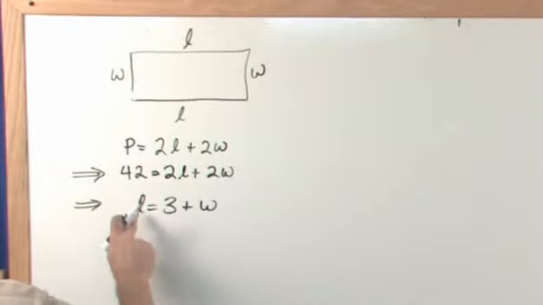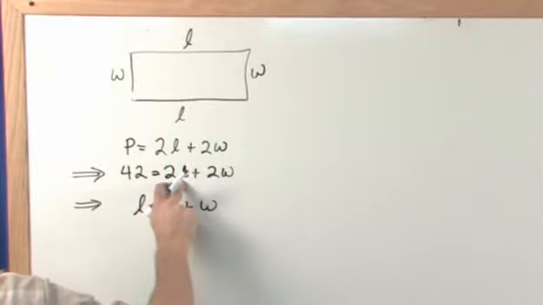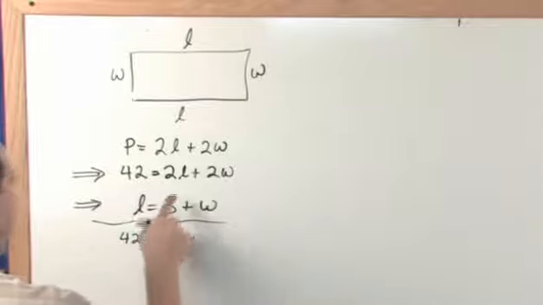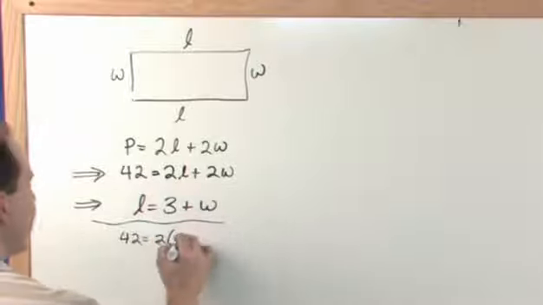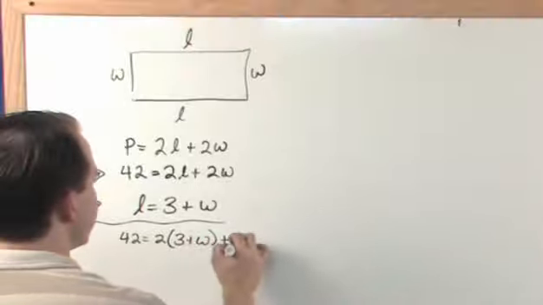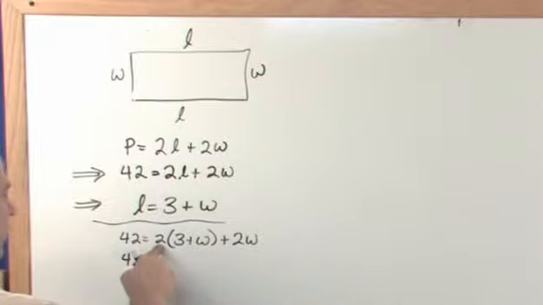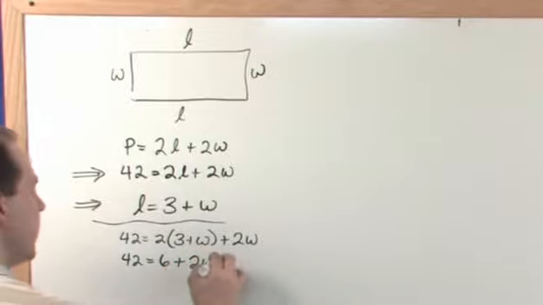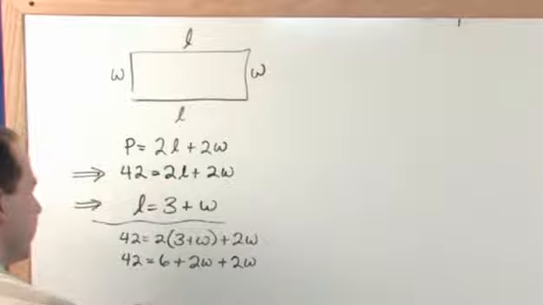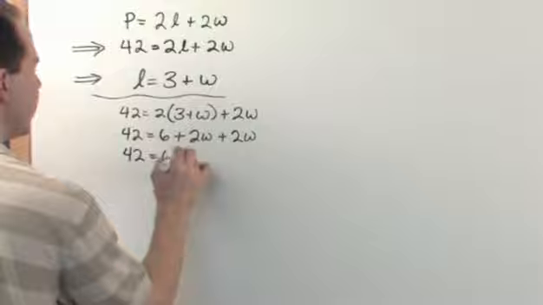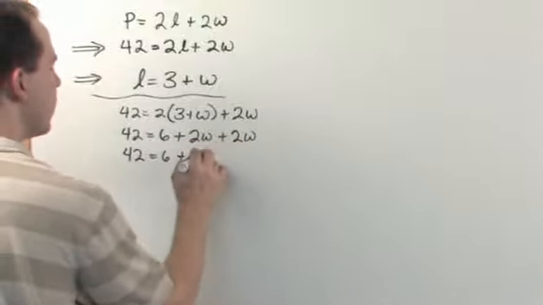Let's proceed just as we have before. Let's take this L and plug it into here. So we get 42 is equal to 2 times L, but L is given by this, so I'll put 3 plus W in, plus 2W. Now I can solve for W. 42 is equal to, distributing the 2, 2 times 3 gives me 6, plus 2 times W gives me 2W. And then I have this 2W over here that is along for the ride. So 42 is equal to 6 plus 2W plus 2W, which is 4W.